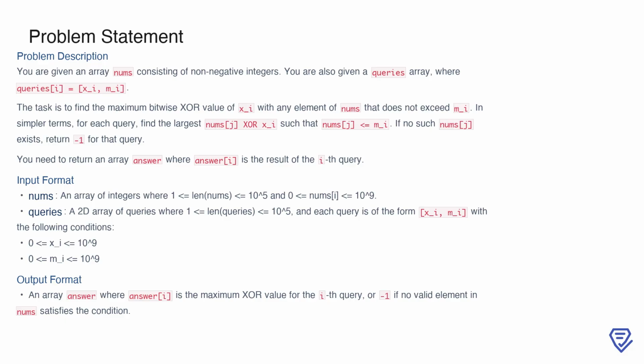of the ith query. Now, the constraints on the input tell us that both nums and queries can be quite large, making it crucial to devise an efficient solution. Additionally, the values in nums, x_i, and m_i can be as large as 1 billion, which means we need to handle these large numbers effectively while adhering to the constraints.